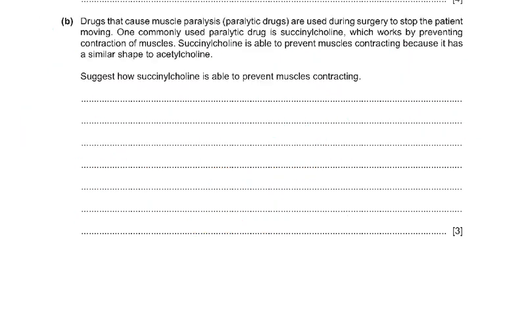B part of the question: drugs that cause muscle paralysis. Paralytic drugs are used during surgery to stop the patient moving. One commonly used paralytic drug is succinylcholine, which works by preventing contraction of muscles. Succinylcholine is able to prevent muscles contracting because it has a similar shape to acetylcholine. Suggest how succinylcholine is able to prevent muscles contracting.